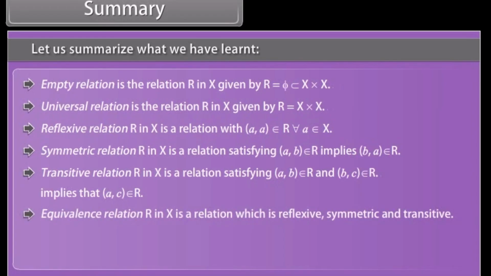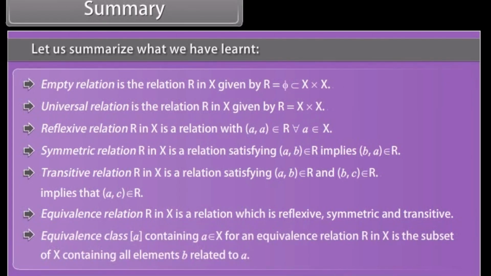Equivalence relation R in X is a relation which is reflexive, symmetric and transitive. Equivalence class [a] containing a belongs to X for an equivalence relation R in X is the subset of X containing all elements b related to a.